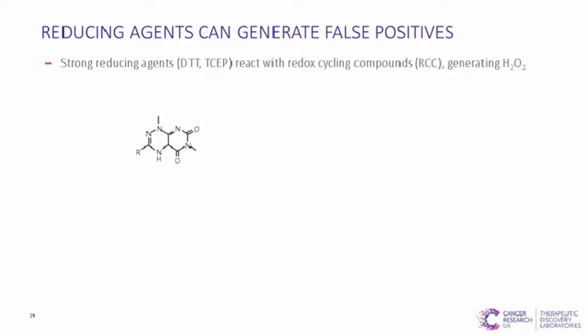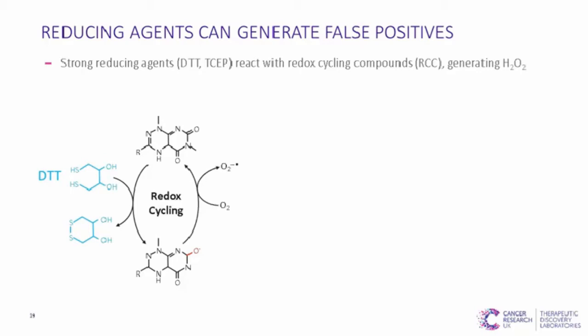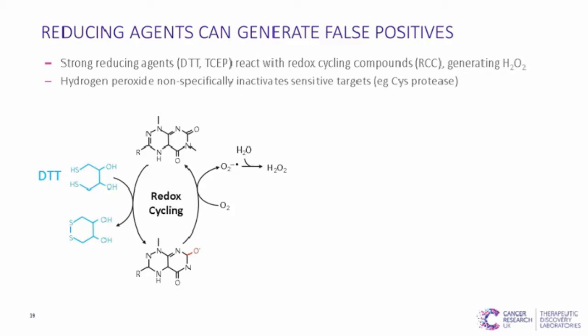Another consideration with reducing agents is that some of them can support redox cycling of specific compounds. So the mechanism is that some chemical structures can be reduced by a strong reducing agent such as DTT or TCEP, and then be regenerated by reacting with oxygen. Because the reducing agent is in excess, this cycle can go round and lead to the generation of significant amounts of superoxide. The superoxide then gets converted to hydrogen peroxide, and the hydrogen peroxide can non-specifically deactivate the target enzyme.